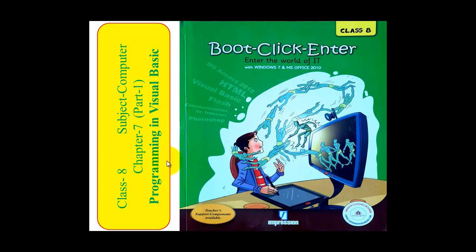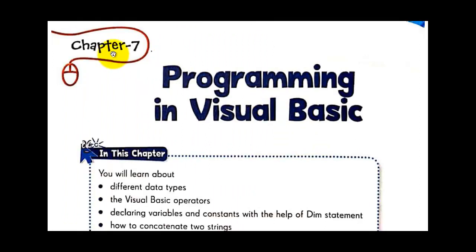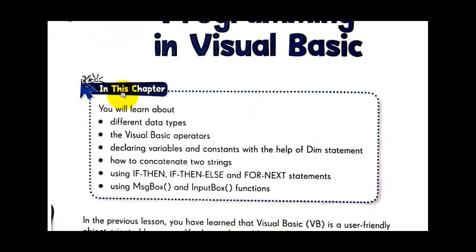So let's continue with the programming basics, that is, how we can do programming in Visual Basic. Now let's see here. This is chapter number 7, programming in Visual Basic. In this chapter we are going to learn about different data types. Now what are data types? This also we are going to learn, and what the different data types are. This we are going to see in this chapter.